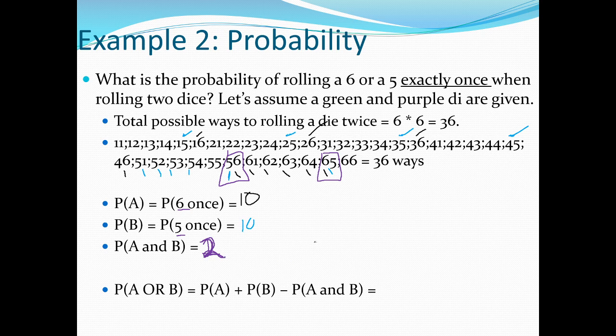Intentional mistake as always, right? So there are 10 ways that 6 can happen once, 10 ways that 5 can happen once, and 2 ways where they both happen once. So again, I don't want to double count these numbers.